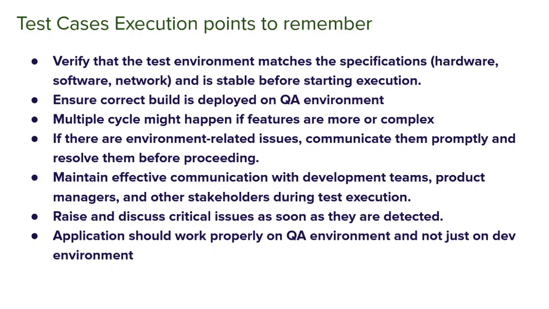As a QA, we should always maintain effective communication with development teams, product managers, and other stakeholders during test execution. Whenever you are doing the test execution, there might be some behavior of some specific test cases which you might not have considered while writing the test cases. So in runtime, you will observe some behavior that you might not have confirmation whether it is expected behavior or it is not expected behavior.